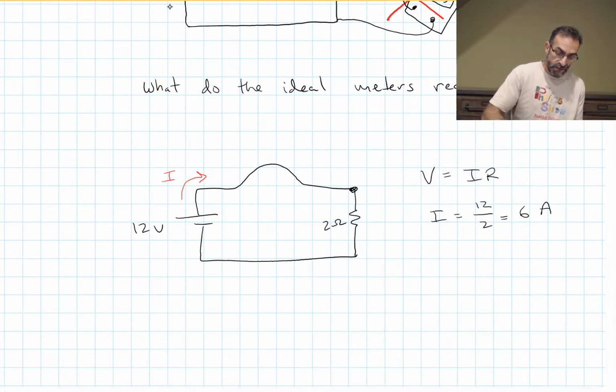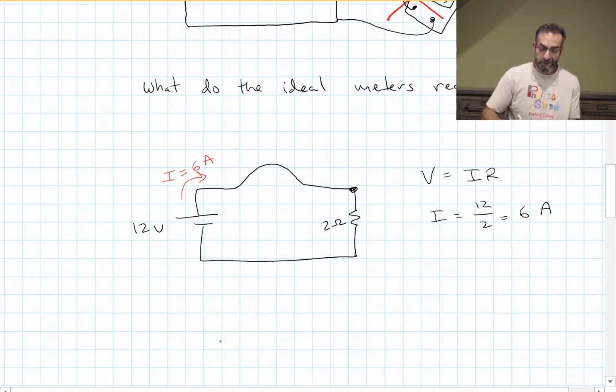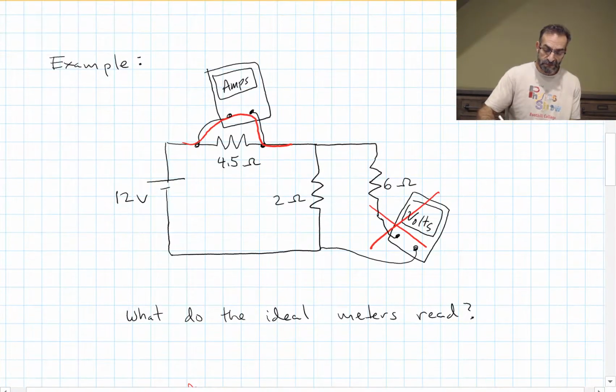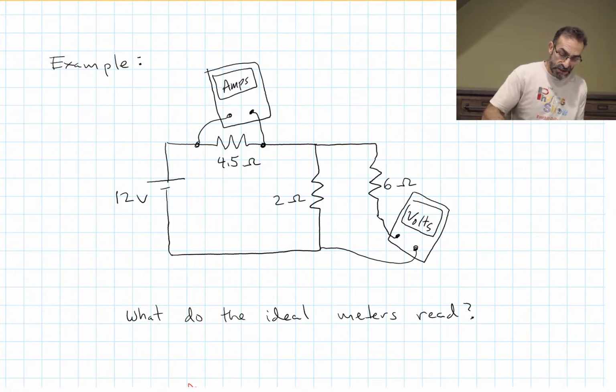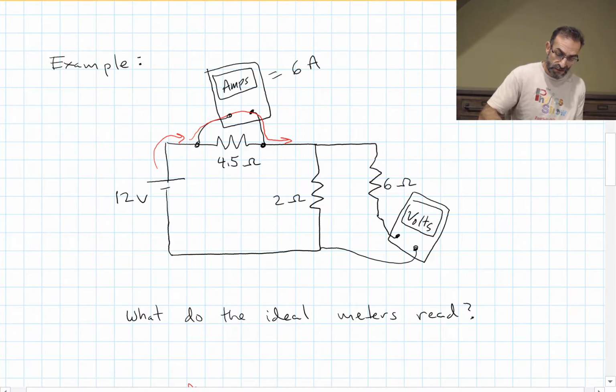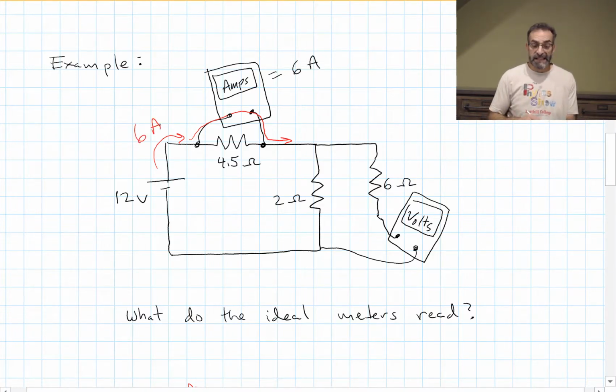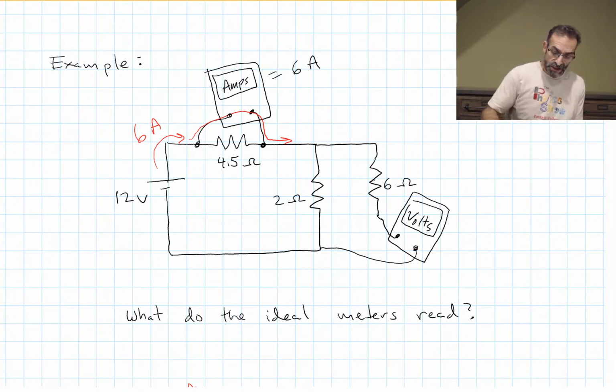So I have a current of 6 amps flowing through my circuit. And let's see what the meters read. We know all 6 amps flows up through this meter and out the other side. So our ammeter reads 6 amps. We know there's no current flowing through the 6 ohm resistor, so all the current takes this path.